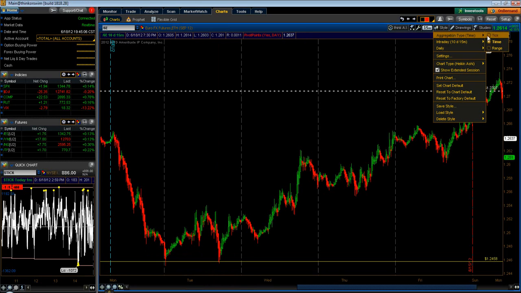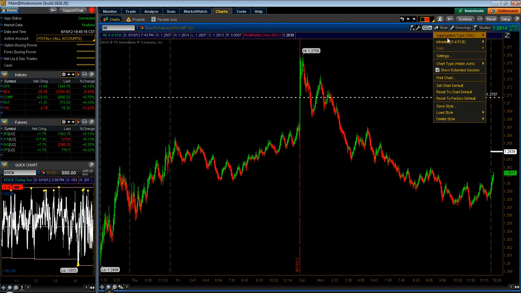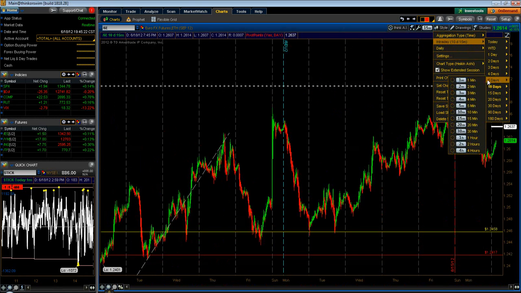So if I go to the tick chart on the 12th, and I think this was the one, the euro, I wasn't able to get data on the tick, so let me go to a 2-minute, and we'll look at that.